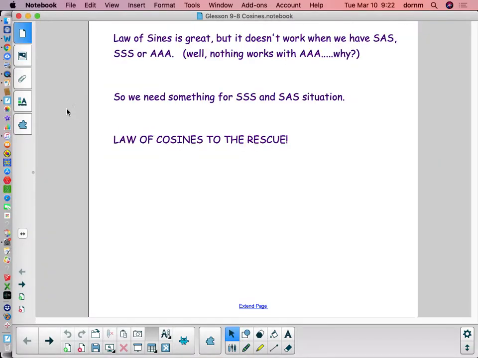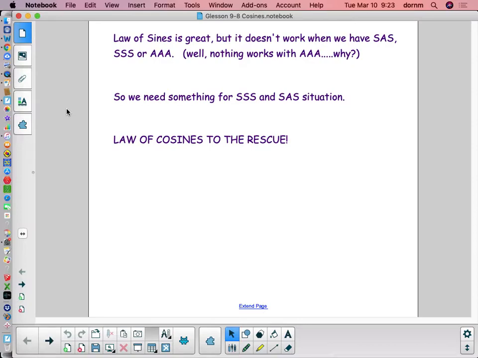Yesterday we talked about law of sines as a way of solving triangles. But what we noticed pretty quickly is that the law of sines didn't cover every situation. Specifically, it didn't cover a side-angle-side situation or a side-side-side situation. Law of sines didn't work for us. So in that case, we have law of cosines.